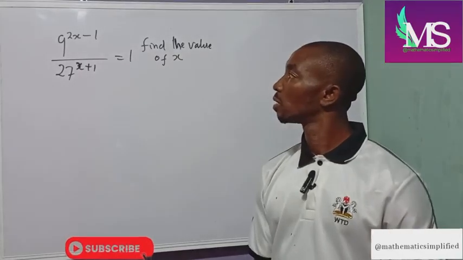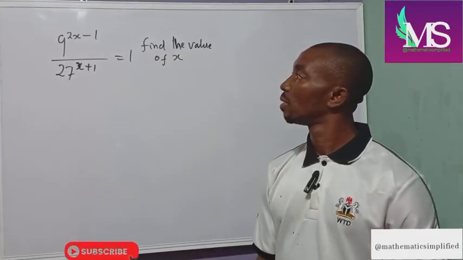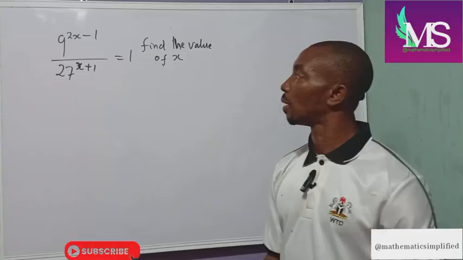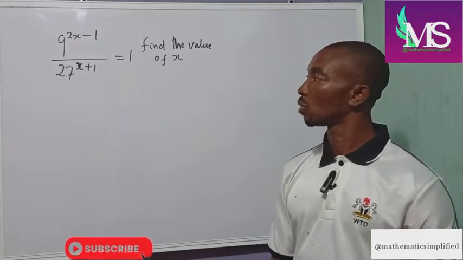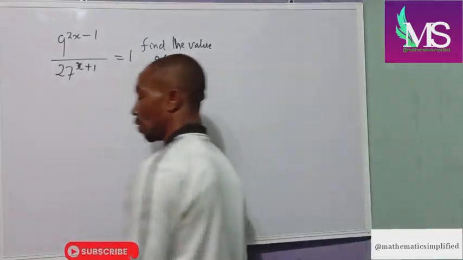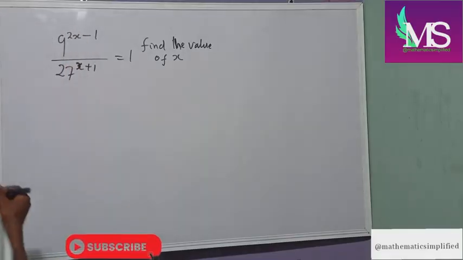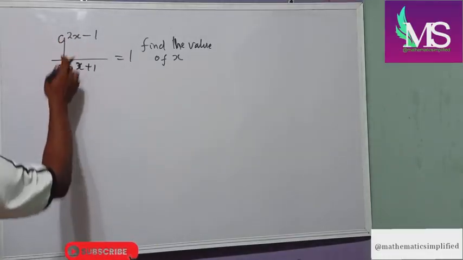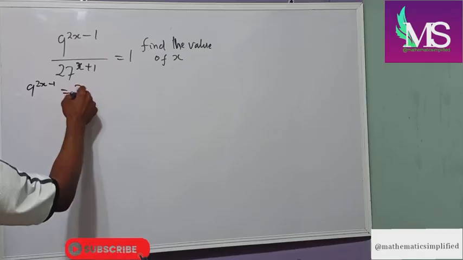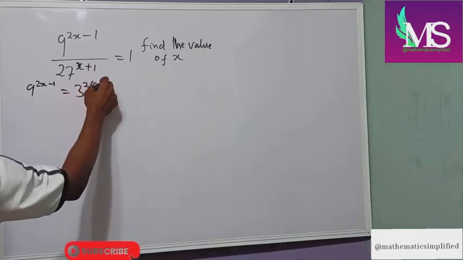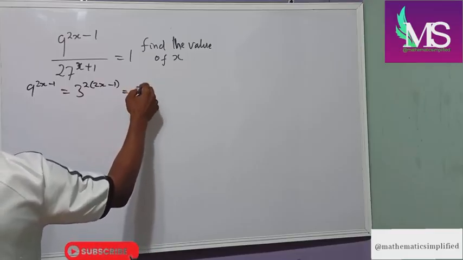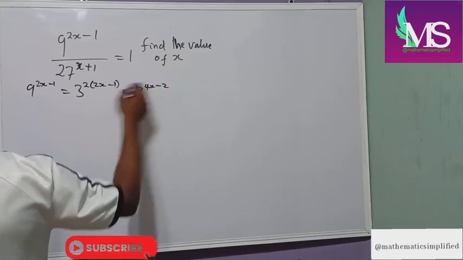The next question says, find the value of x in 9 raised to the power 2x minus 1 divided by 27 raised to the power x plus 1 equals 1. Now, in solving this, we know that we can break this down to 9 raised to the power 2x minus 1, which will give us 3 raised to the power 2 bracket 2x minus 1, which will give us 3 raised to the power 4x minus 2.